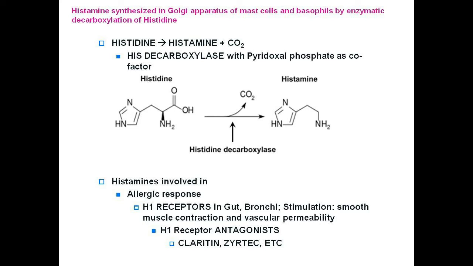Now histamine, as I said in the earlier slide, mediates a range of physiological responses, and these are largely mediated through G protein coupled receptors. So you have different types: H1 receptors, H2 receptors, etc., depending on their location. One type of response, for example, is the allergic response mediated through H1 receptors, which are found in the gut, bronchi, etc. So stimulation will lead to smooth muscle contraction and vascular permeability.